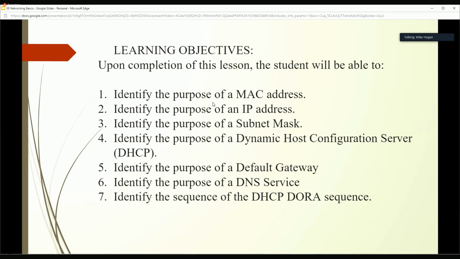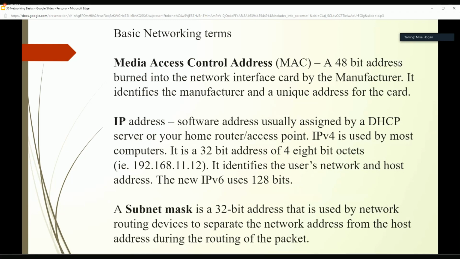Learning objectives, we're going to look at a couple different pieces of addressing, MAC addresses, IP addresses. We're going to look at subnet masking, talk about DHCP, default gateway, DNS, and the DORA sequence. Those are a couple different pieces that we're going to talk through as we look at networking.